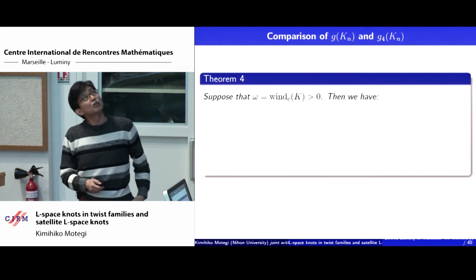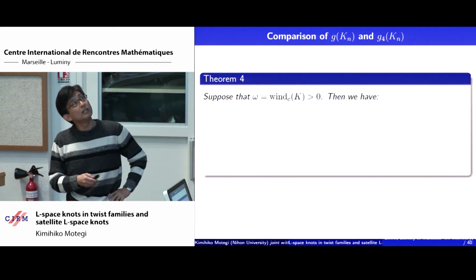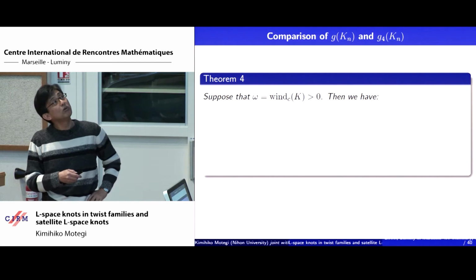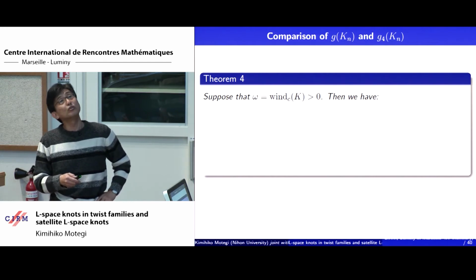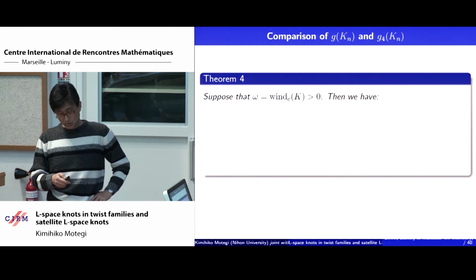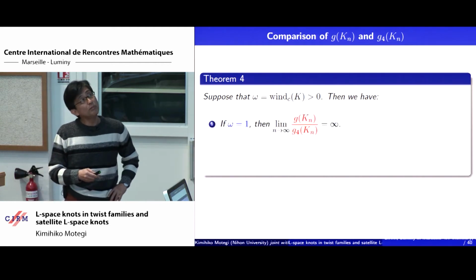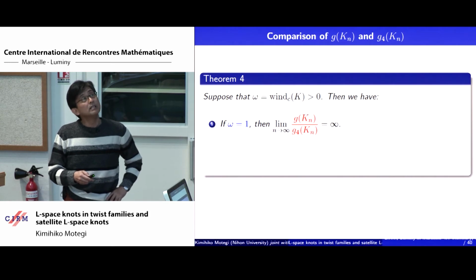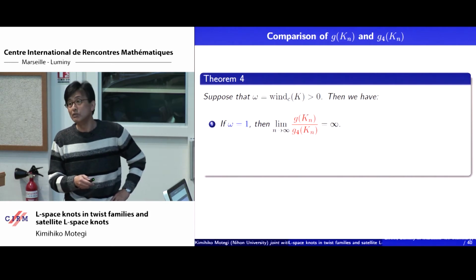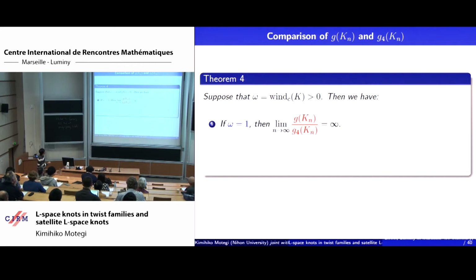And now we compare the genus of Kn and the slice genus of Kn. The result is as follows. Suppose that the winding number omega is not 0, namely positive. Then we have the following. If omega equals 1, then the limit of the ratio goes to infinity, because as I mentioned, the slice genus is bounded, and the Seifert genus goes to infinity. So in this case, the ratio always tends to infinity.